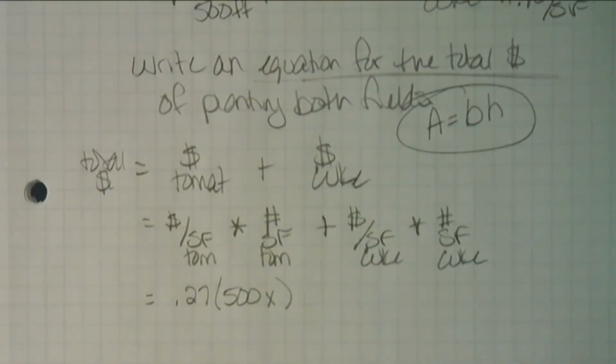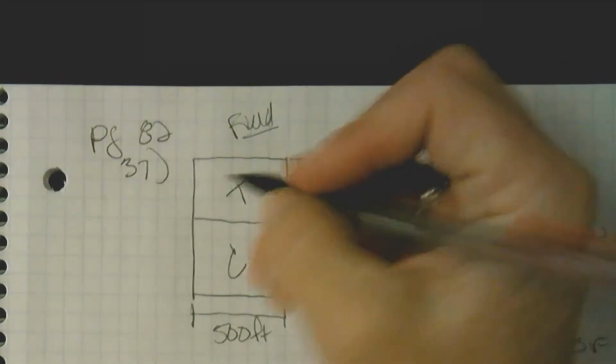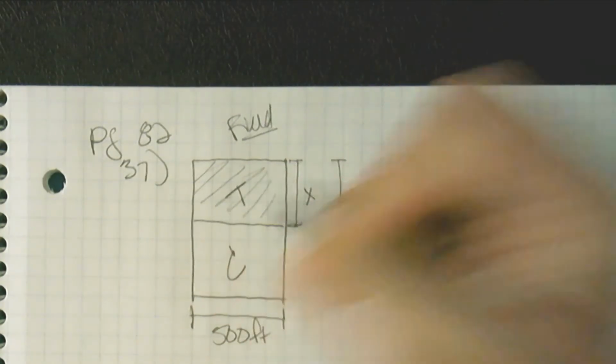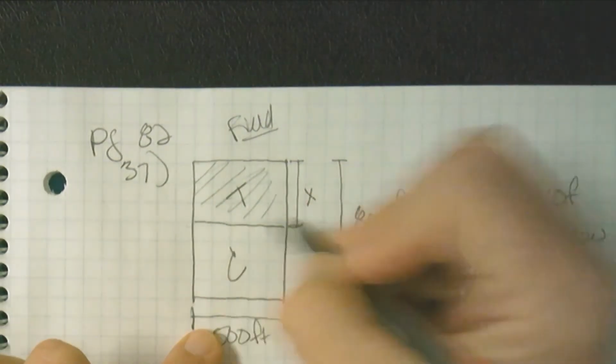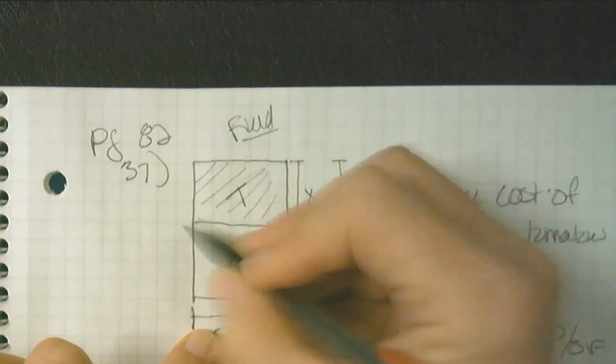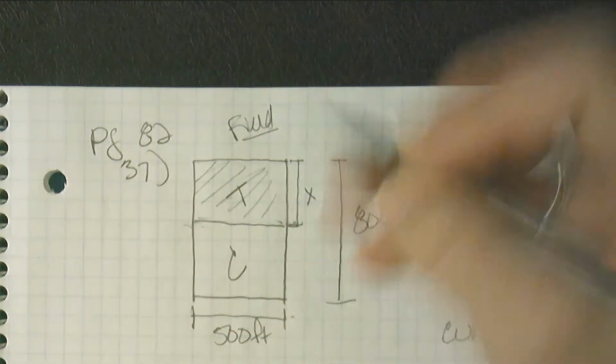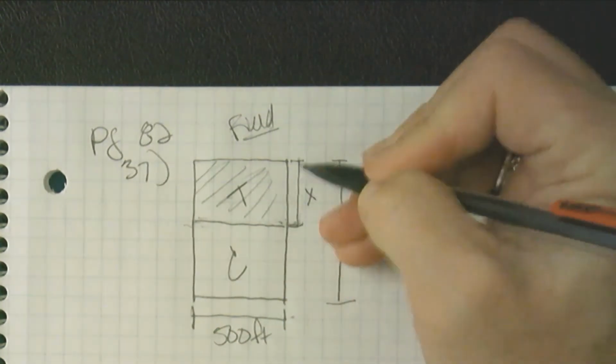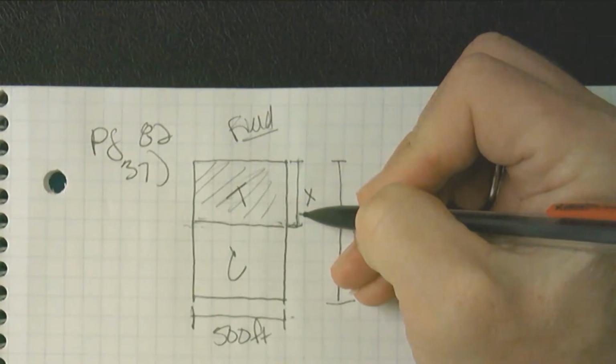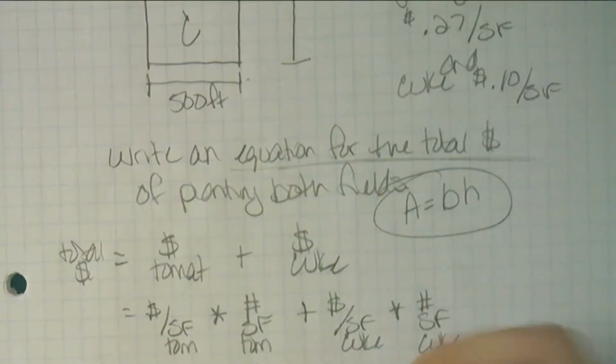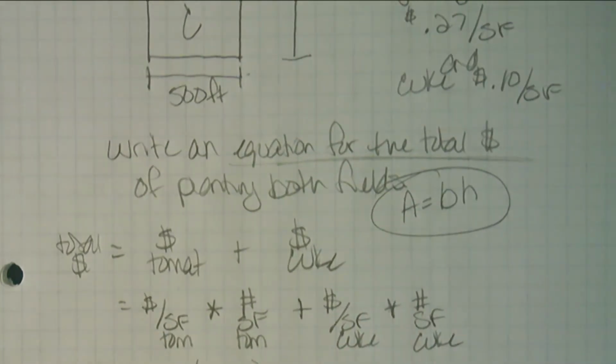So let's go back up and see how she found that. Here's my tomato field. We know that the width of the tomato field, or the length, whatever you want to call this, is 500. We know the other dimension is our X. Okay, that's the easy one, right? That's a little bit easier.